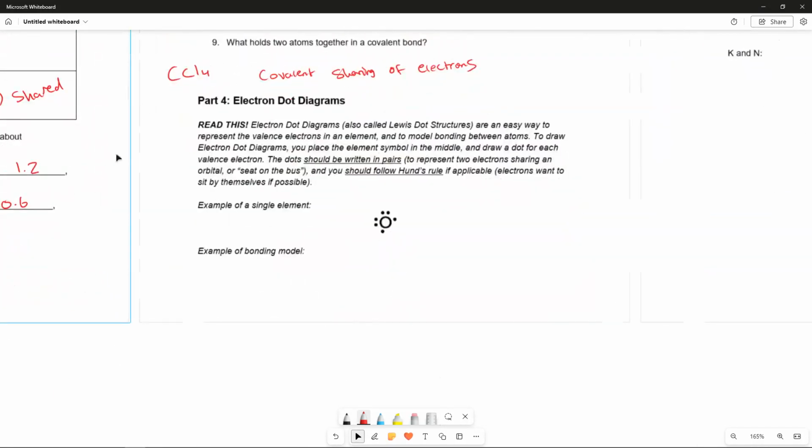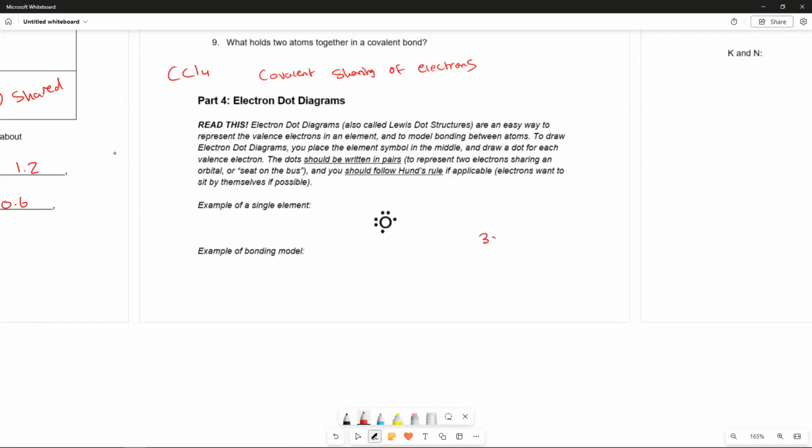Alrighty, moving on. Part 4, electron dot diagrams. Read this. Electron dot diagrams, aka Lewis dot structures, are a very easy way to represent valences in an element and to model bonding. To draw these, you place the element in the middle and draw a dot for each valence electron. When you think about it, the dots should be written in pairs, because it's one of the rules you'll learn. Oh, it actually says that right there, Hund's rule.